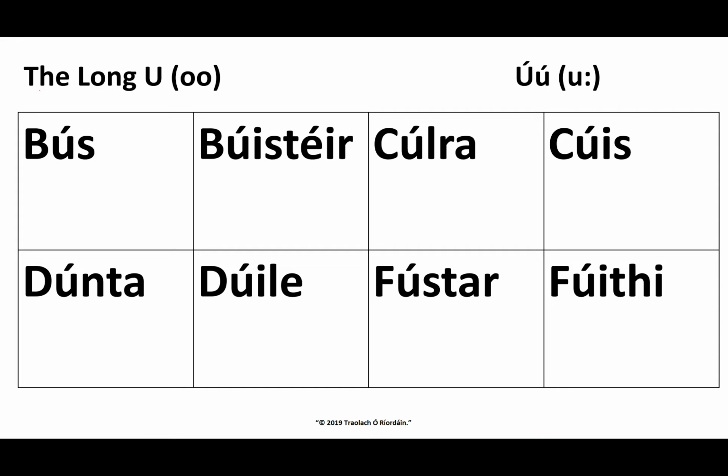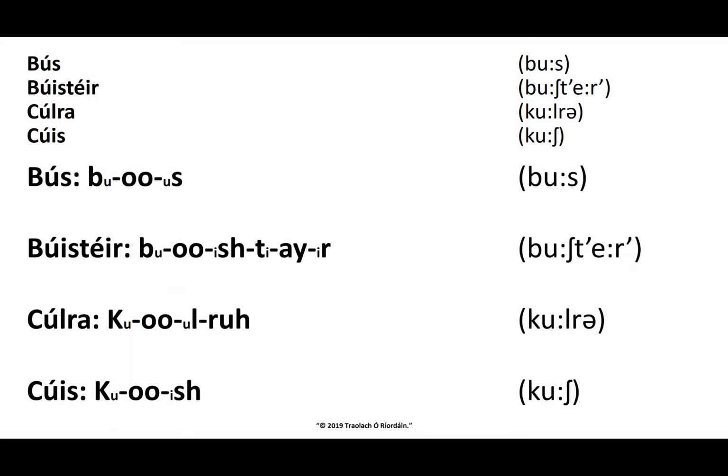So if you look up here at the header, you see the long U, which is pronounced ooh. Now it's written U, and you see it in upper and lower case. And then in parentheses alongside, you see U colon, which is a symbol that represents the sound in the International Phonetic Alphabet. Okay, look at our diagram. Again, we have 2 rows, 4 columns of these wonderful words that we're going to pronounce and have fun doing so. All right, let us begin.